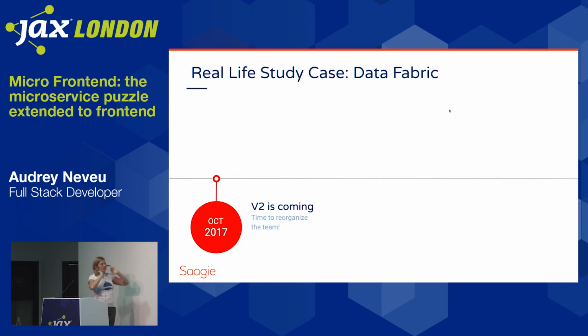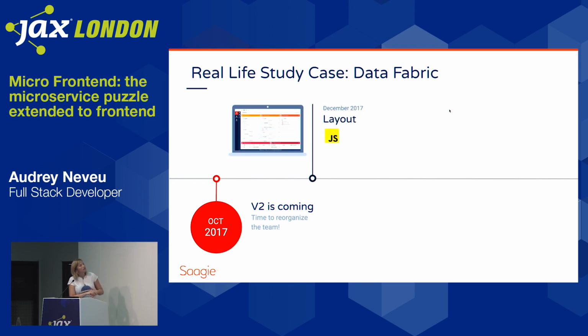So in October 2017, we started to work on version 2 of Data Fabric. And we moved to a Micro Frontend architecture and evolution. So we were just two teams, one for the manager, one for governance. We split both teams into several smaller teams, each one being in charge of one application. On the human side, it went very smoothly. On the technical side, not that much.